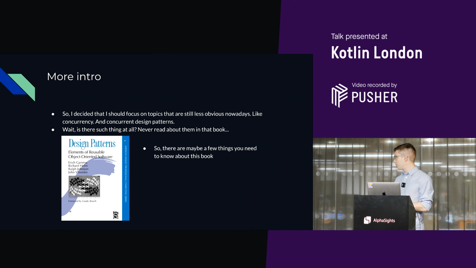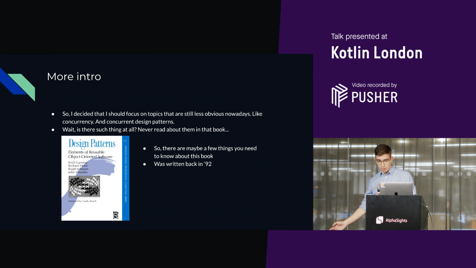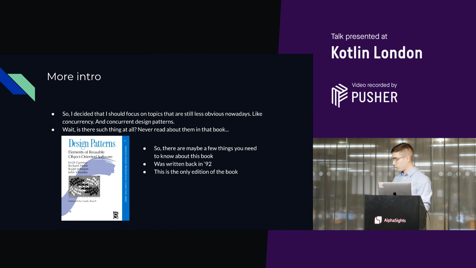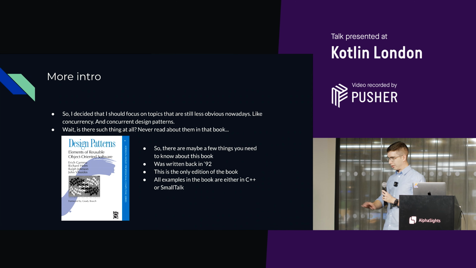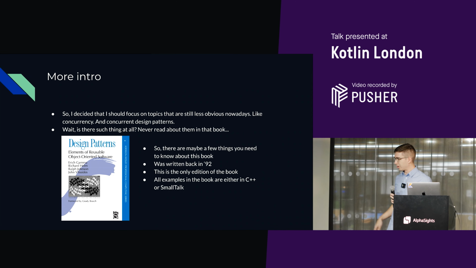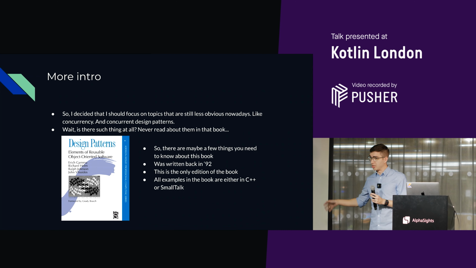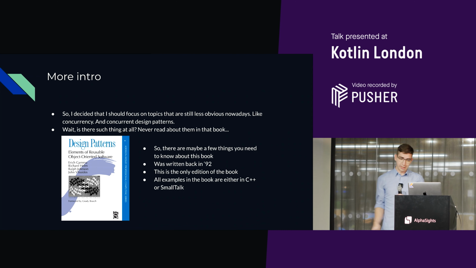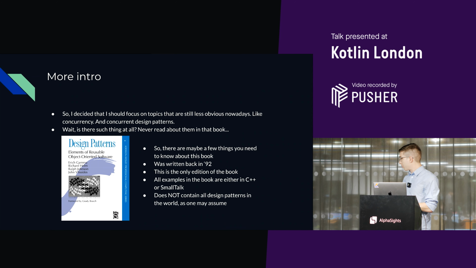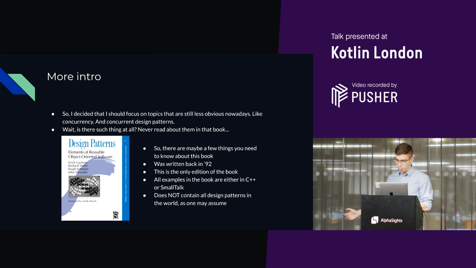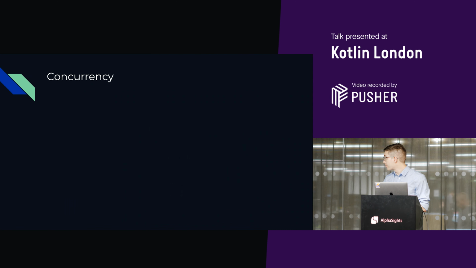So there are a few things you need to know about this book. Maybe you know them, maybe you're not. It was written in '92, and that's the only edition of this book. And if you've seen examples from this book written in C++, in Java, that's not from this book, actually. Somebody else wrote them, because this book is in C++ and Smalltalk. And yeah, I read that, and it wasn't fun. And this book obviously doesn't contain all the design patterns in the world. So we'll discuss a few that are not in this book, but still design patterns, concurrent design patterns.